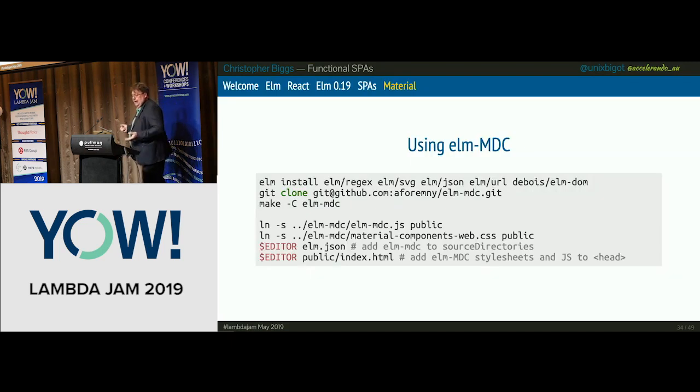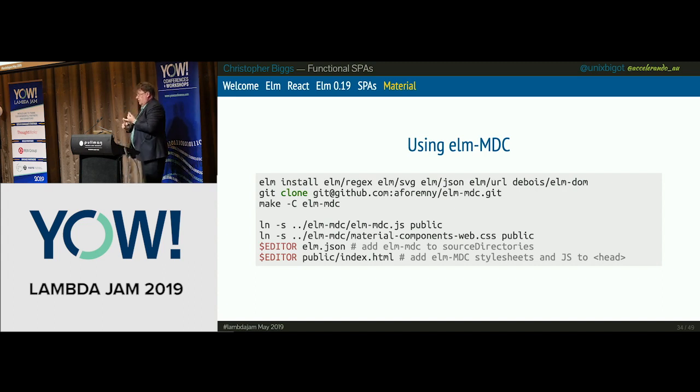Fortunately, pulling in a third-party module or maintaining your own set of modules is pretty simple in Elm. You just need to edit your config file to add your source directory to the module source search path. And that mess up there is the steps to bring Elm MDC into a project that had been created by Create Elm App. So first, we install some dependencies, which the package manager would have done for us if the package was in the repo.